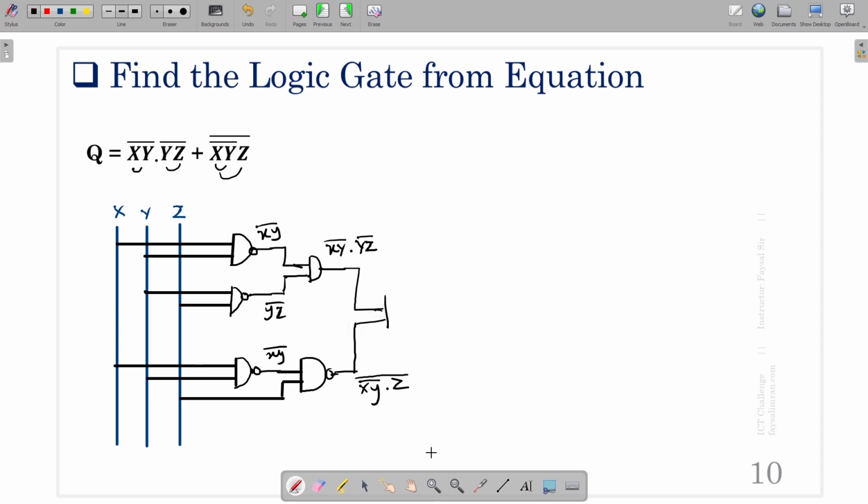Now we have to place an OR gate, because we know that an OR gate can add those values, so we just place one OR gate here. So you will get x y whole bar into y z whole bar, plus you will get this value x y whole bar into z whole bar. So this is our final equation. Okay, do you understand this part?